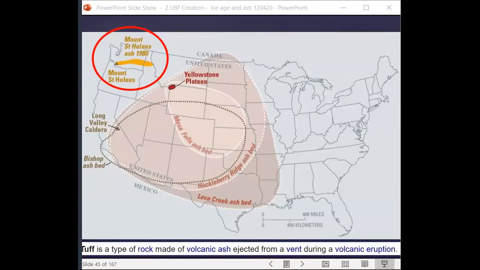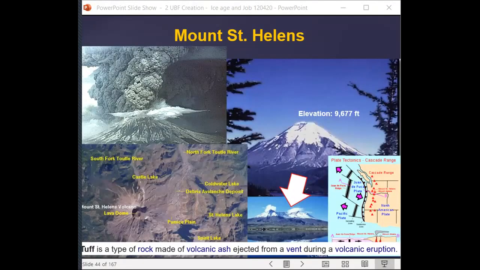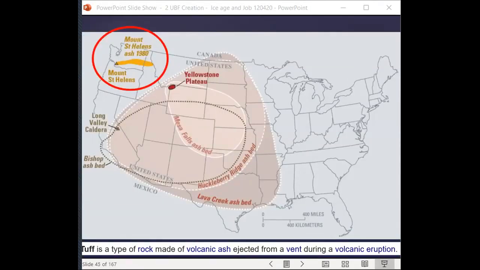Now, let's compare the size of the St. Helens eruption with others by examining the area covered by tuff from the eruption. Tuff is a type of rock made of volcanic ash ejected from a vent during a volcanic eruption. So it was an enormous eruption, as you can see here. But there's evidence that in the really distant past, probably even before American Indians settled down, there were much more massive eruptions in the North American continent.